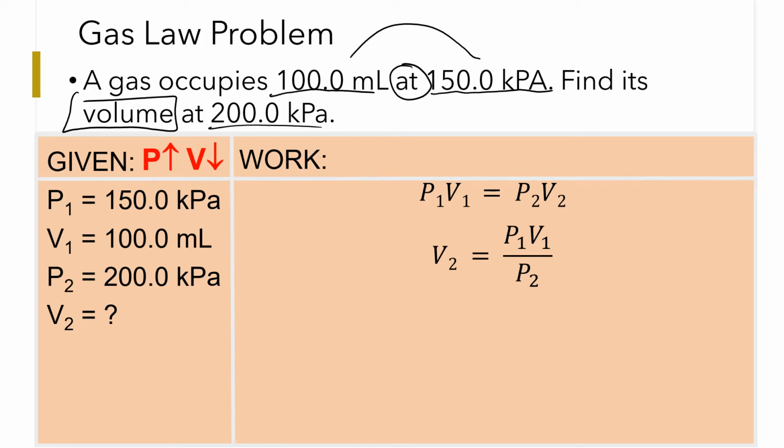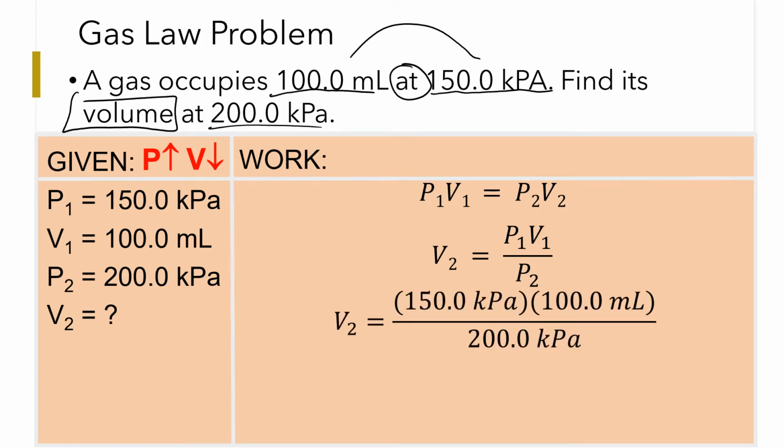Now that I have my desired variable isolated, I want to plug in. So I plug in my numbers. When I see P1, I put in 150, and so on and so forth. Now I simply multiply and divide, and I get my answer. V2 is 75 milliliters. And it is indeed less than 100 milliliters, so that makes sense.